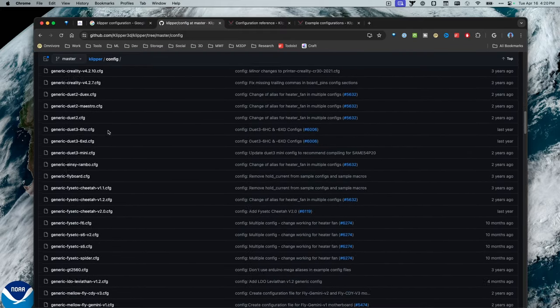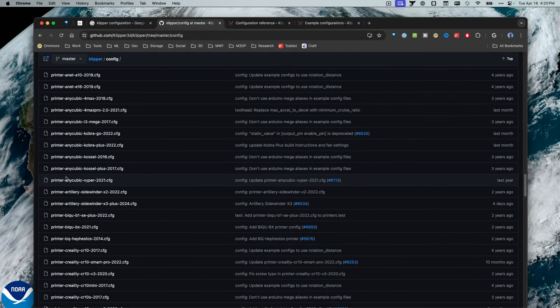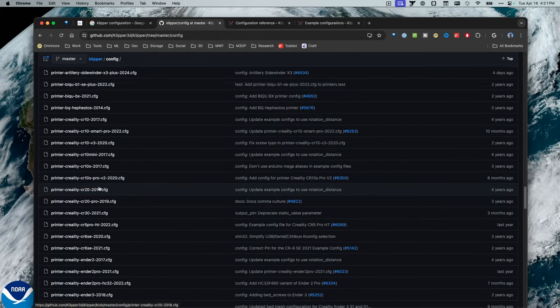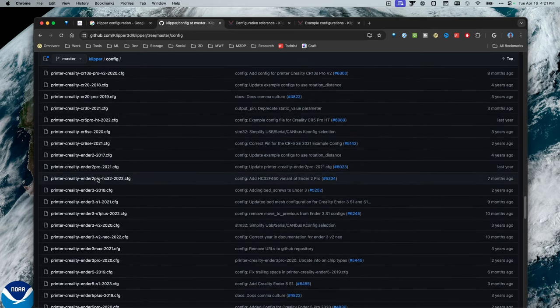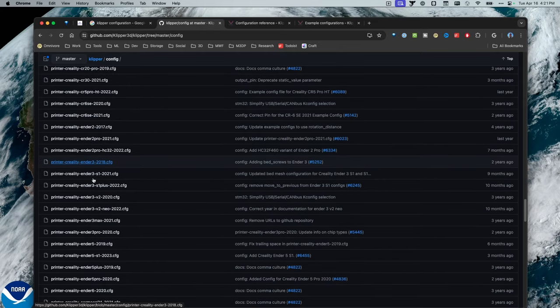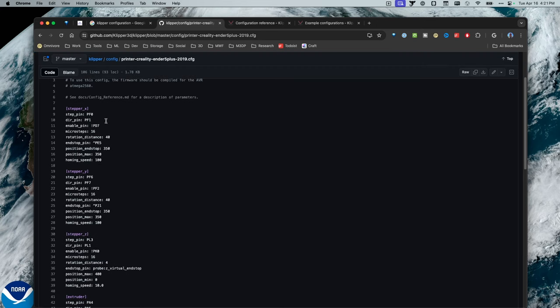Again, I just showed you how it has various boards. But if I start scrolling down, you'll notice they actually have examples for various printers. Just the other day, I was working with somebody who was working on an Ender 5 Plus, converting it to a Mercury 1, and I couldn't remember how something was set up. And so basically, we just looked at the example Ender 5 Plus configuration, and then we were basically able to look at and determine what the rotation distances were. So again, use these sample configurations.